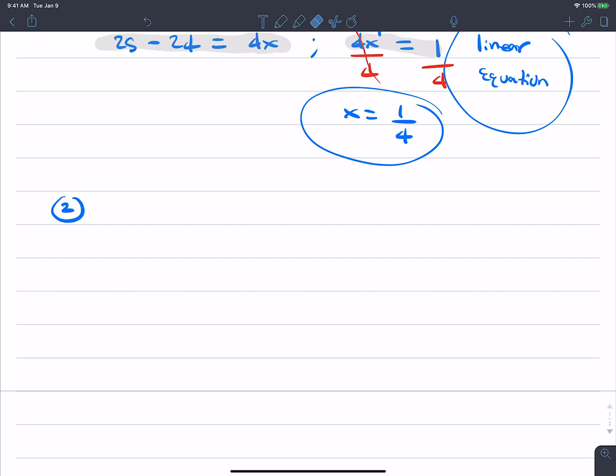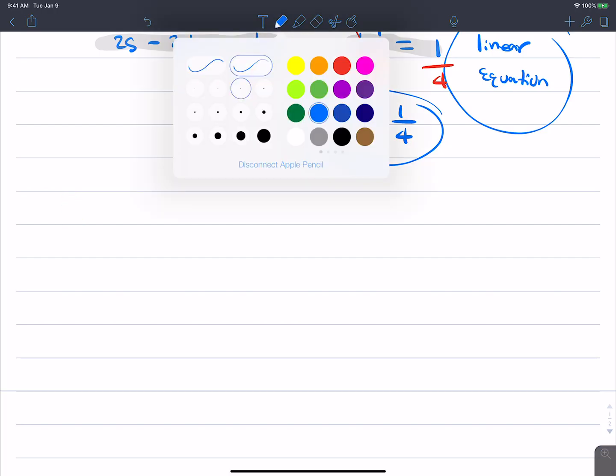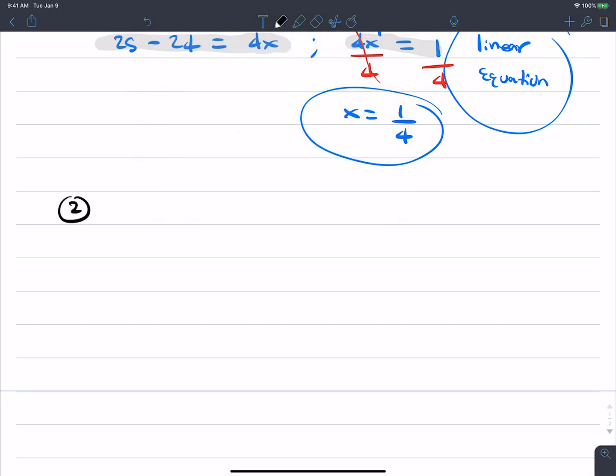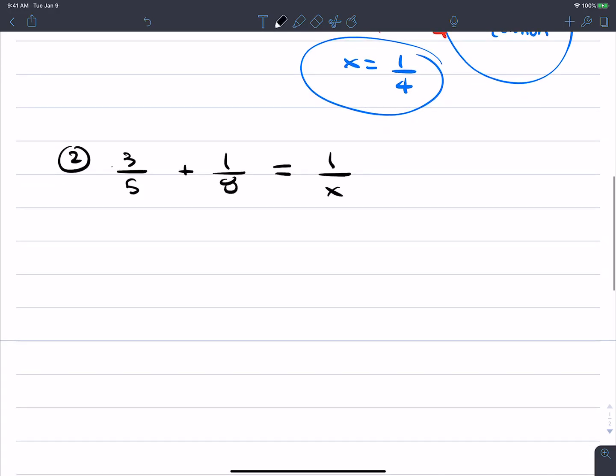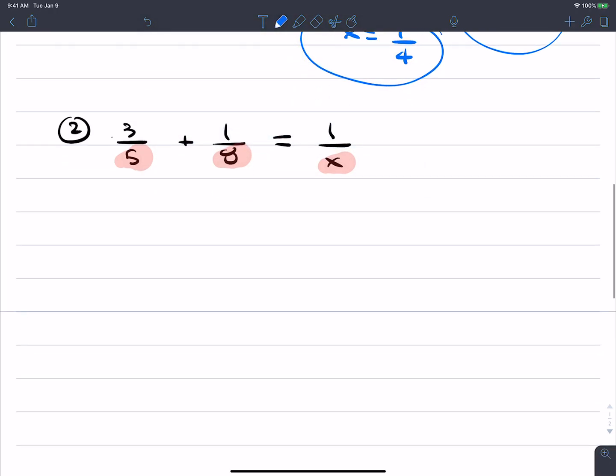Okay, let's do the next one here. The next one is 3/5 plus 1/8 equals what here? 1/x. So remember, you're going to start off by finding the LCM of what? Yeah, of the denominators, 5, 8, and x.